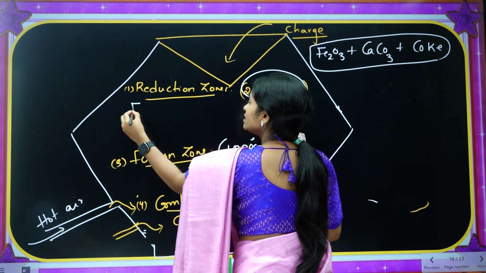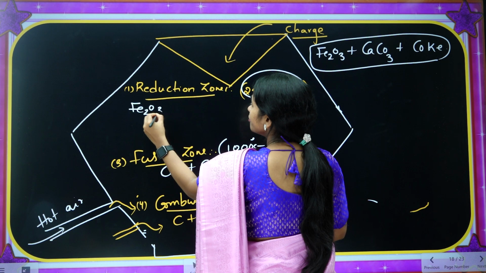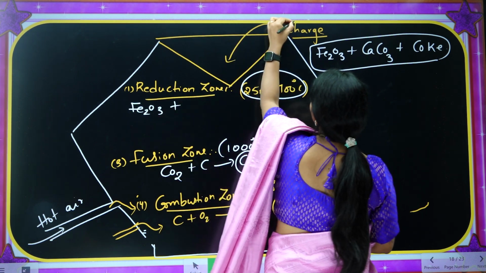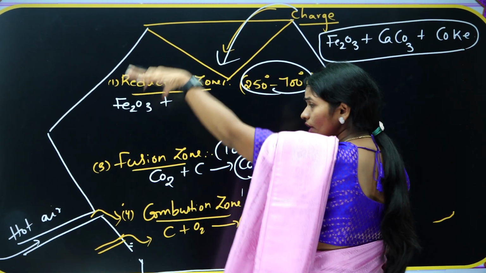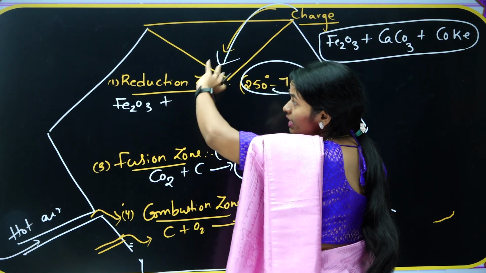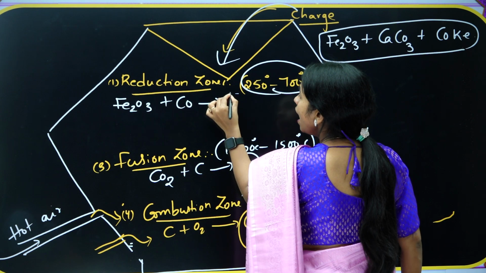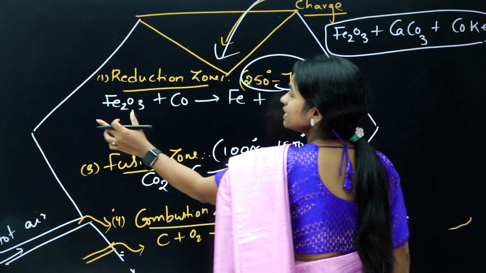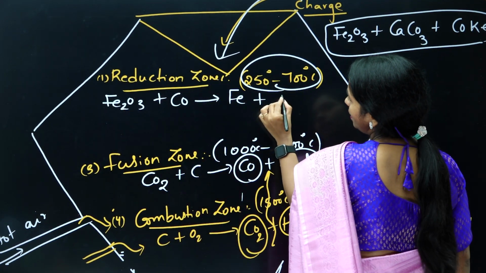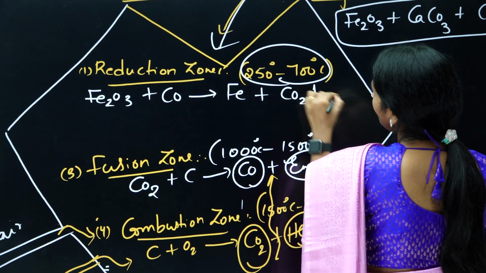So it reduces Fe2O3. Where is the Fe2O3 coming from? Because you are feeding hematite ore from the top. So Fe2O3 comes down here, reacts with this CO, and the CO reduces the hematite ore into Fe. And some waste gas will be produced.